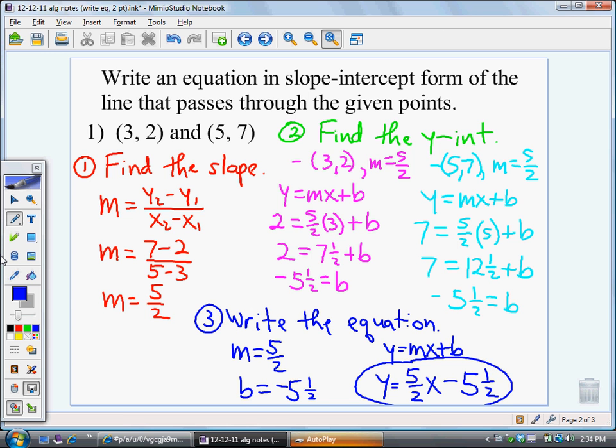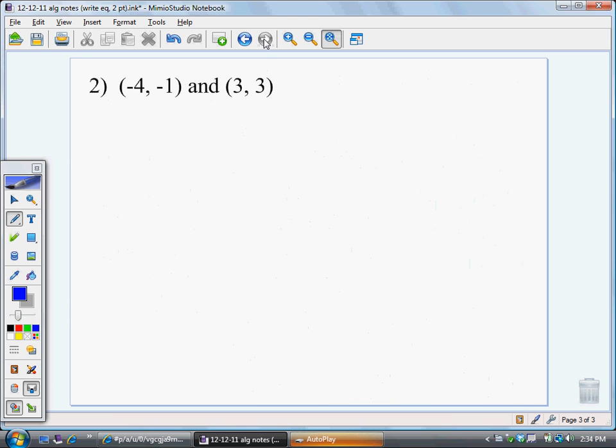The only new step here in this lesson is that it's up to you to find the slope. Last lesson, you already had the slope and the y-intercept. You basically did from step 2 down. I have one other example. We'll go through this example. And again, step 1 is find the slope.